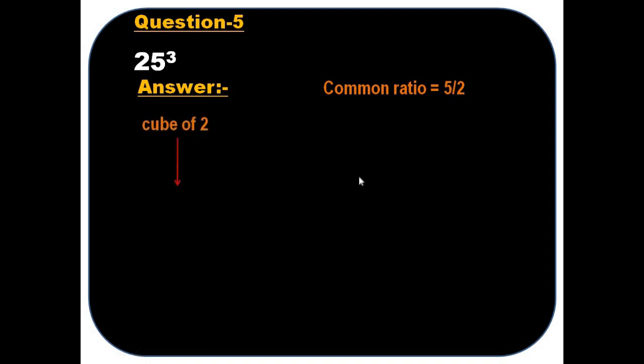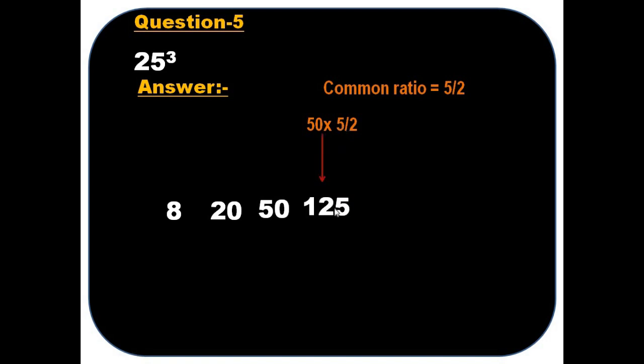As usual, the cube of the first number 2 is 8. Then multiply this 8 with the 5 by 2. What is 8 into 5 by 2? You just divide 8 by 2, that is 4. 4 into 5, 20. Again this 20 into 5 by 2, you just do 20 by 2, that is 10. 10 into 5, 50. Again 50 into 5 by 2, that is just divide this 50 by 2, that is 25. 25 into 5, that is 125.